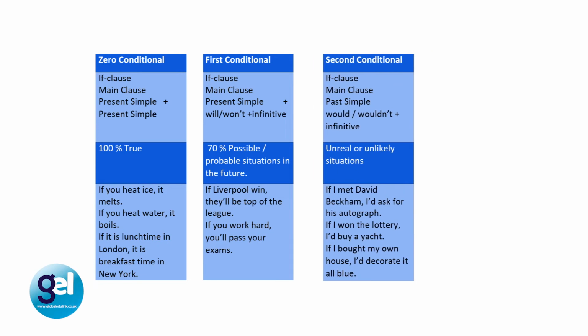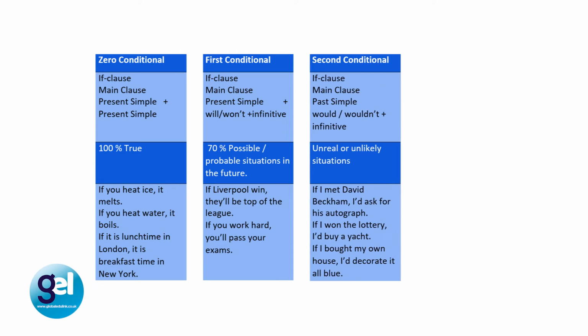With the second conditional, we can maybe take the percentage down to 5%. It's an unreal or unlikely situation. So if I met the Queen, I'd ask for her autograph. If I won the lottery, I'd buy a yacht. So here we can see we have our if clause, and we use the past simple with would or wouldn't and our infinitive.